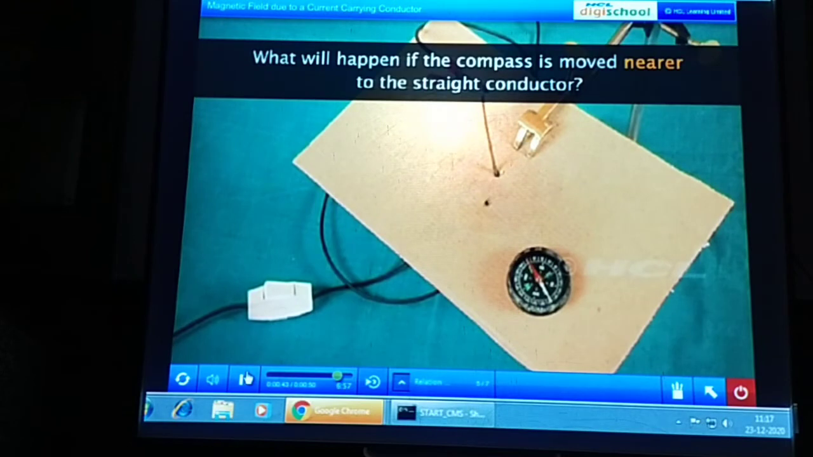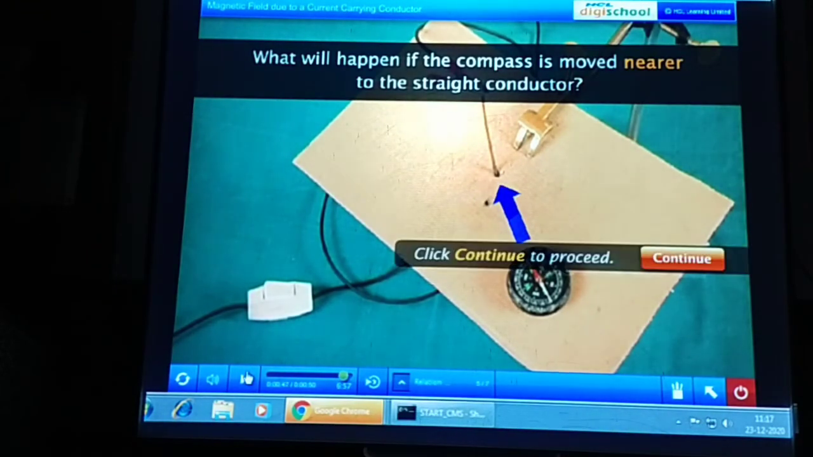What will happen if the compass is moved nearer to the straight conductor? स्ट्रेट कंडक्टर में क्या होगा? अच्छा, जो अभी इंस्ट्रूमेंट दिखाया था इसमें देखिए, वो इंस्ट्रूमेंट किस चीज़ का होता है? उससे करंट फ्लो कितना करना है, कम है, ज़्यादा है, वो शो ऑफ होता है. ठीक है, रियोस्टेट से.